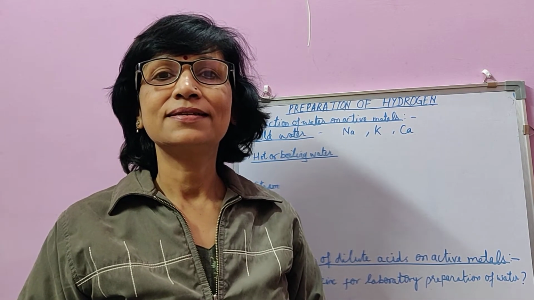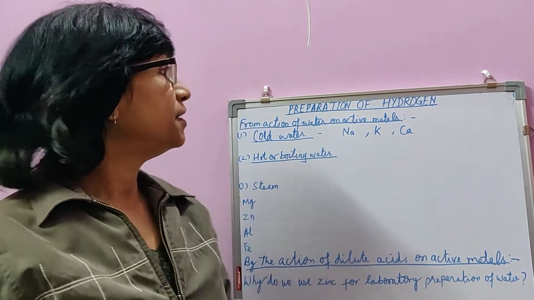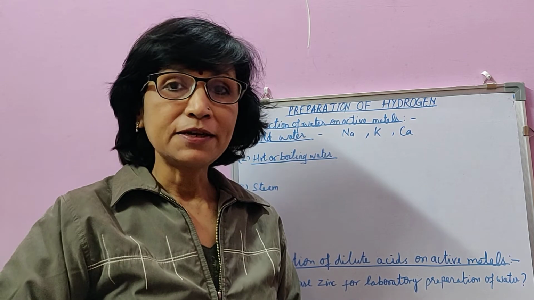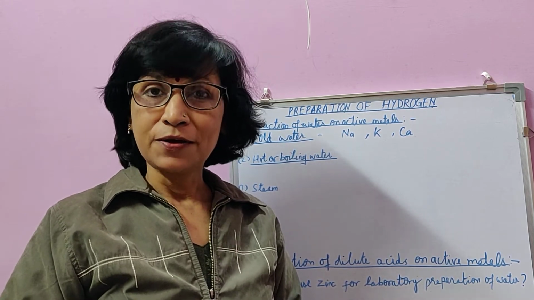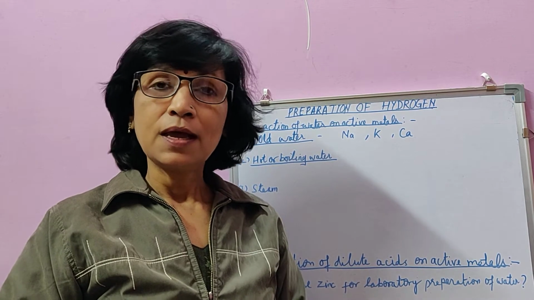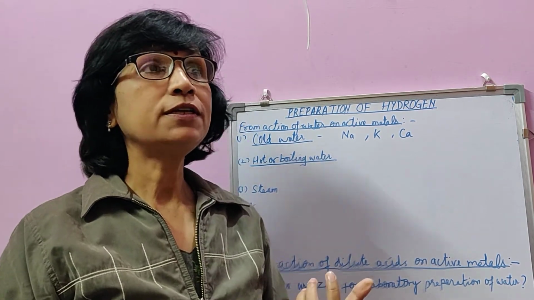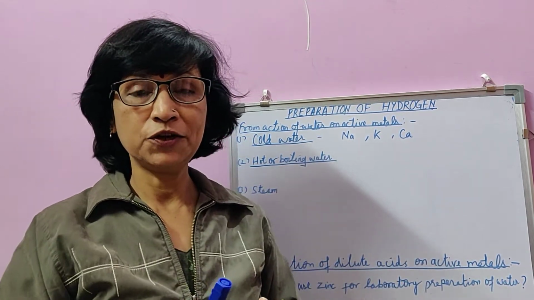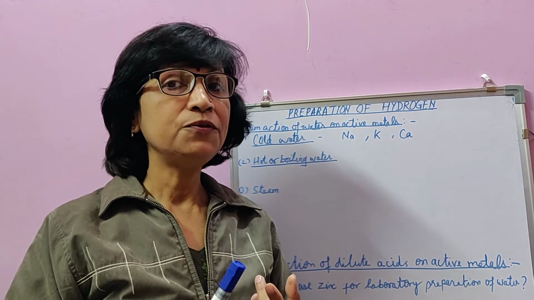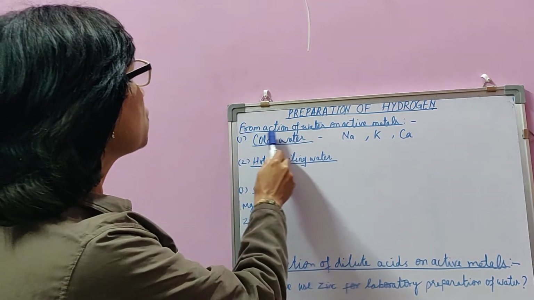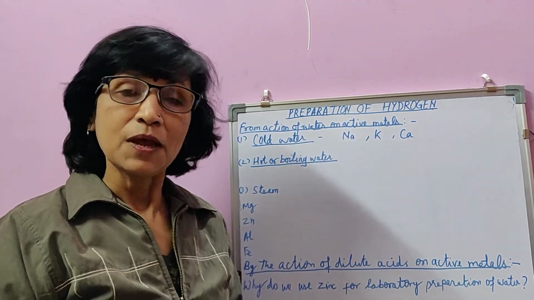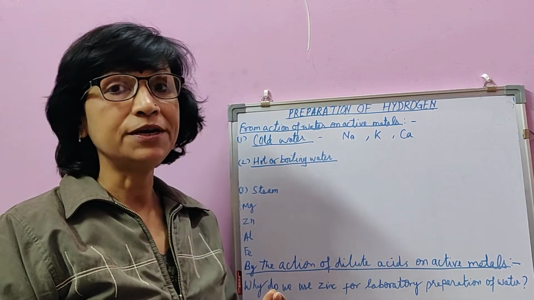Dear students, while studying preparation of hydrogen, we have already discussed the method of preparation of hydrogen by electrolysis of water. Electrolysis of water is not the only method of preparation of hydrogen from water. There is one more method in which we use water, and that is the action of water on active metals. What are active metals? You are already taught.